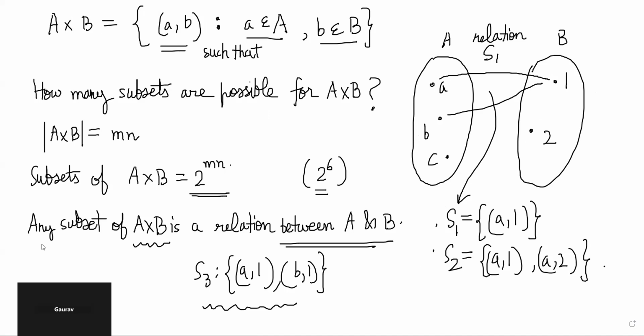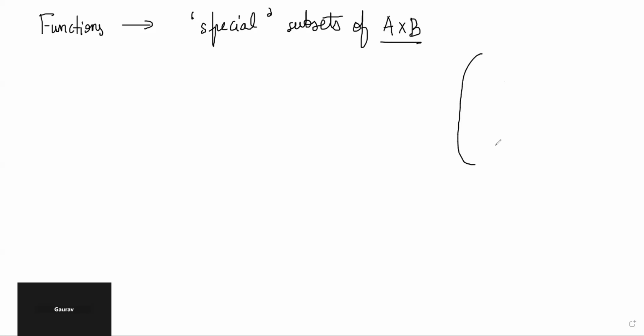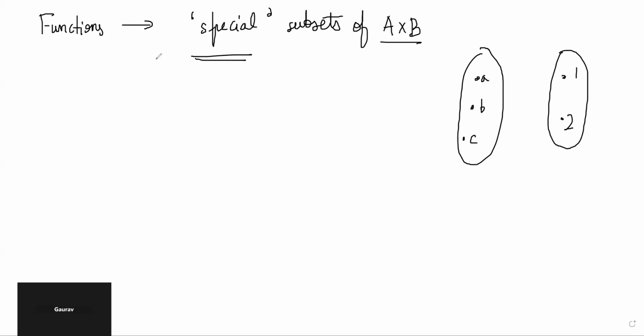So now what are functions? Functions are special subsets of A cross B, and we will define what we mean by special. So this is A, this is B, this is C, this is 1, this is 2. Now, not all subsets will be called functions. All subsets are relations, but not all of them are functions. So, what is special? There are two rules that have to be followed.